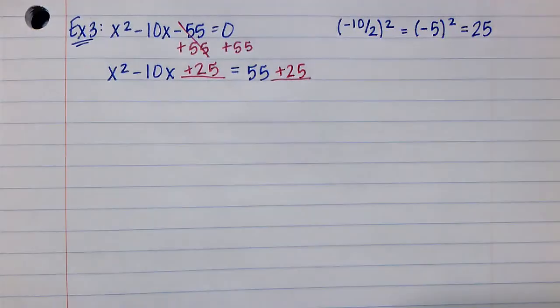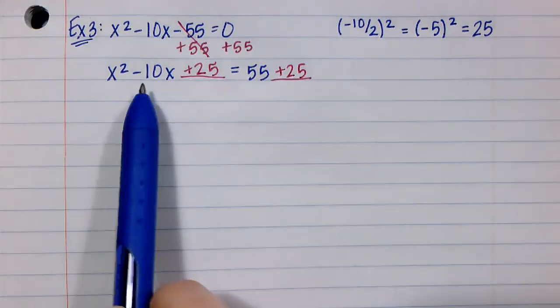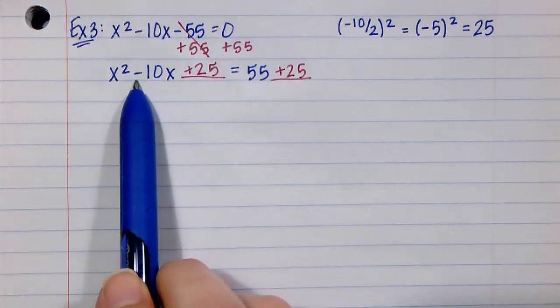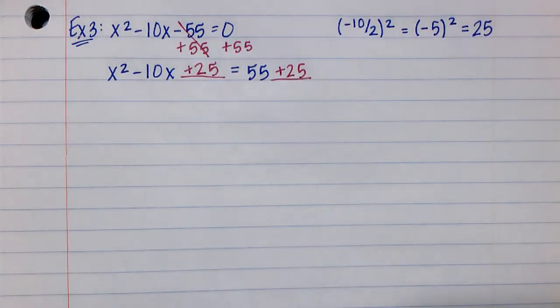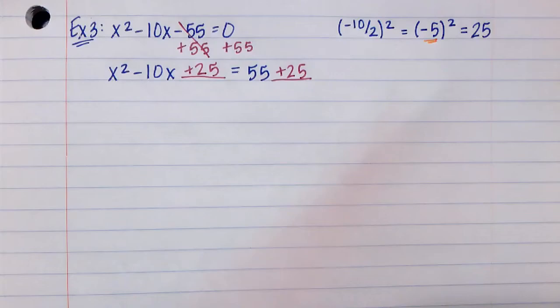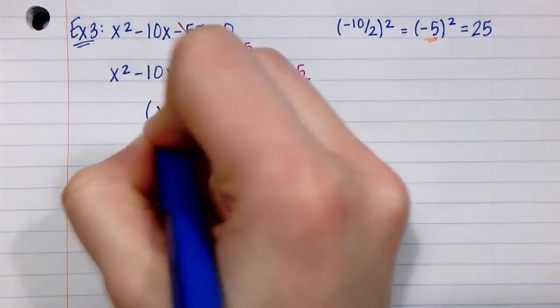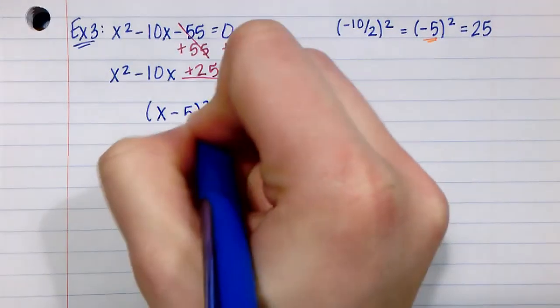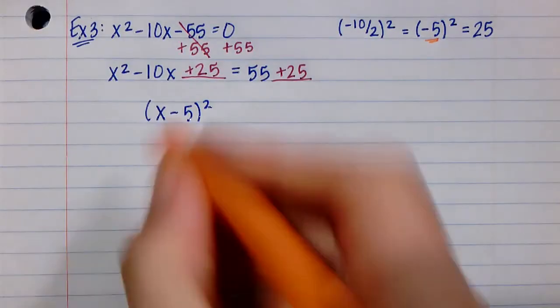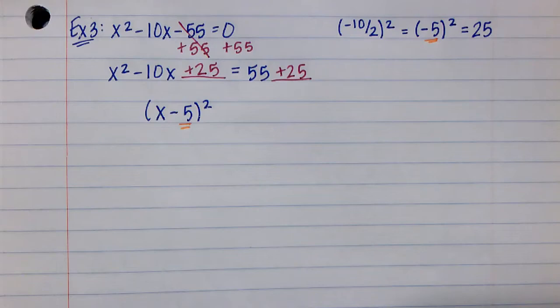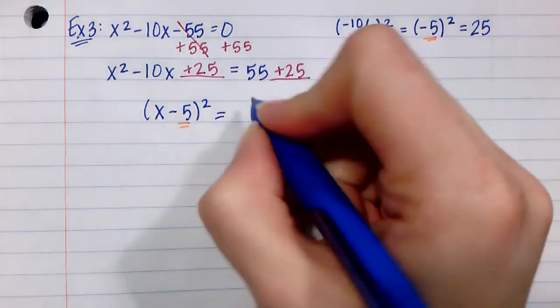Break this special case down. It is a negative in the middle, or we could see that our b divided by 2 is negative 5. So we would get x minus 5 squared, showing you that that negative 5 can be shown from over there, equals 55 plus 25, which is 80.